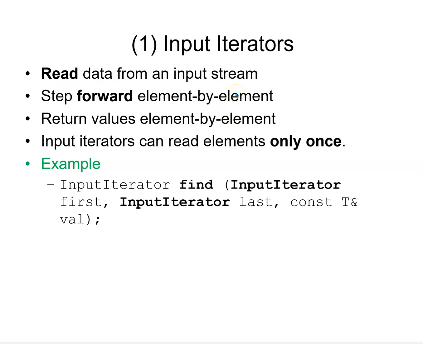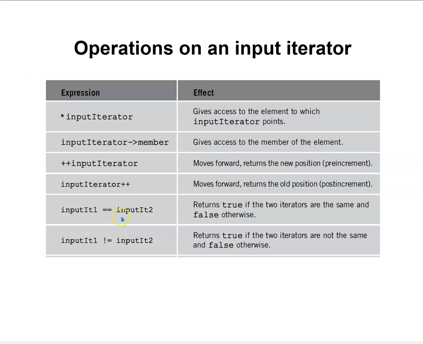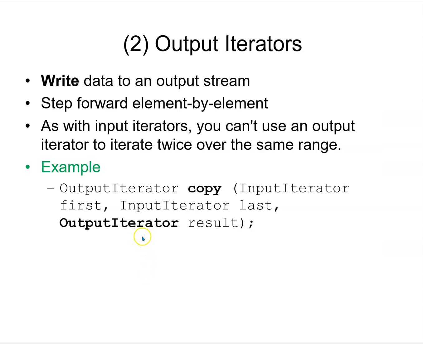Input iterators read data from an input stream. They step forward element by element, return values element by element, and the input iterators can read elements only once. They can't go backwards. So here we dereference it and go through it. We can get access to the element, we get access to a member, move forward, returns the old position, and compare 2 iterators for equal and not equal.